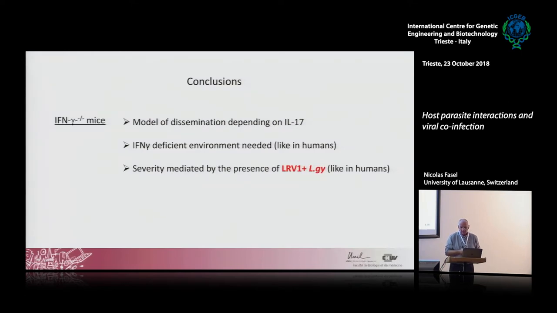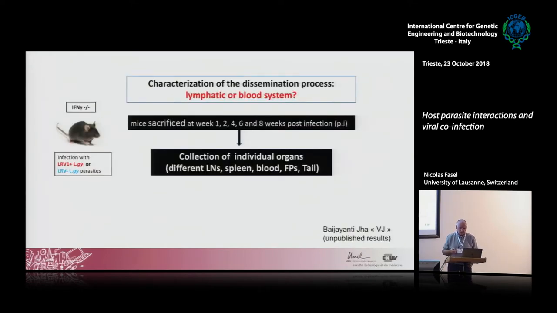Based on that, we can now try to understand how the dissemination occurs. So we decided to characterize the dissemination process, and this is work in progress. How does the parasite go from the foot pad into the tail or into different organs? So we use our interferon gamma knockout mouse, and we infect it with either V plus or V minus. This work was done by VJ in collaboration with the group of Tatiana Petrova in Lausanne. So we took mice.